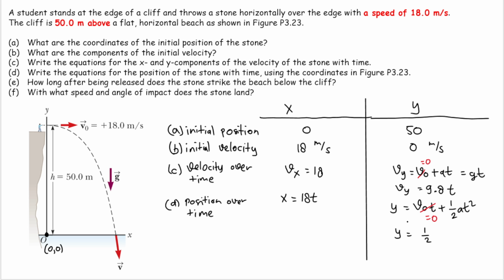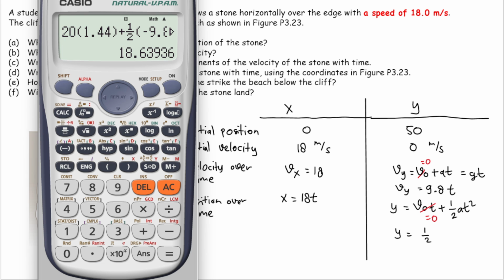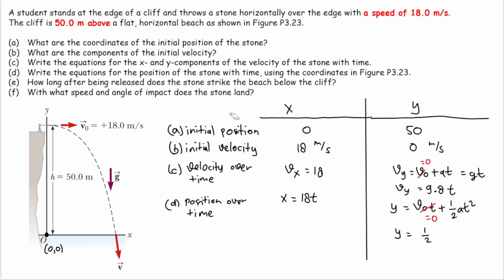But g is 9.8, so we will have 9.8 divided by 2. That will be 4.9, right? So we'll have 4.9 and then t squared. So this is the formula for the position over time.